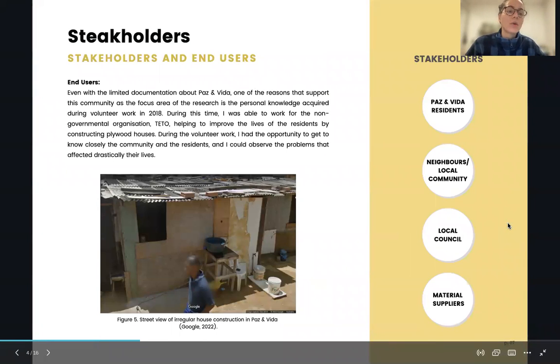So as my stakeholders, I have as end users the residents, and they will also be stakeholders, but I have also identified as stakeholders of this design the community neighbors, which are the neighbors from the suburb where the community is situated, the local council, and also the material suppliers for the project, which is going to help the economy if the materials are local.